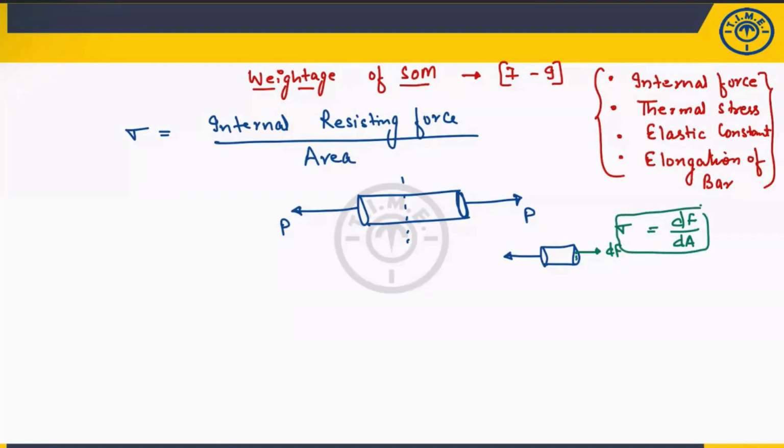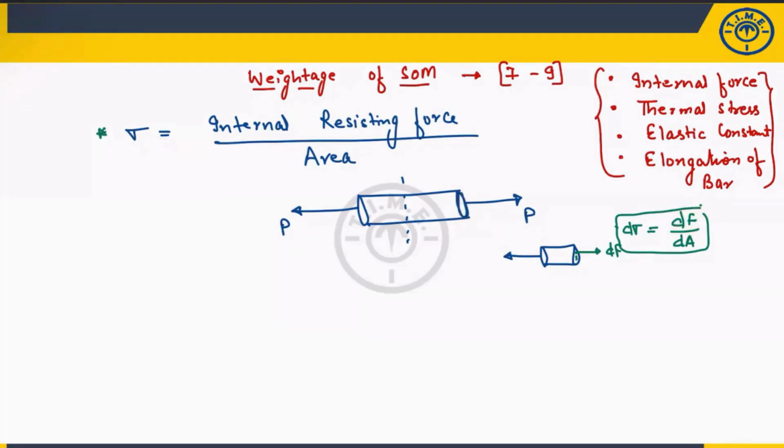But this is because of only one particle. You know that this rod is made up of an infinite number of particles, so each and every particle will resist the load. If each particle is resisting the force you are applying externally, then if you take the summation, you will get the total internal resisting force. And if you divide by the total area, then you will get the stress.